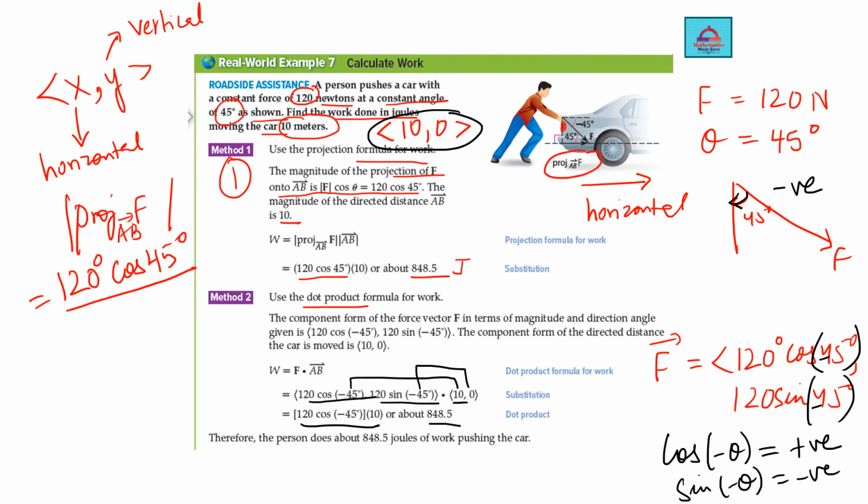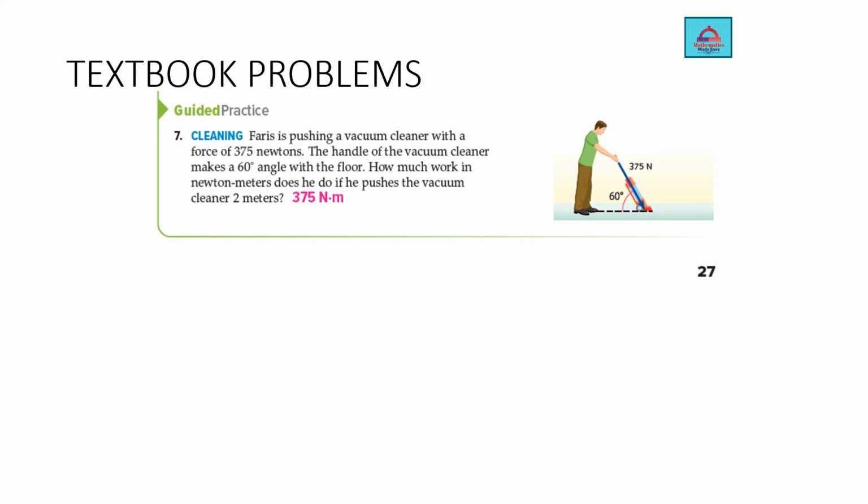So either you do method 1 or method 2. Don't do both. Whichever you find easy, both will give you the same answer. So here also 848.5 joules of work is done in pushing the car. Let's do another question. Personally, out of the two methods you saw, I like the dot product method more. So I'm going to be using that method here.